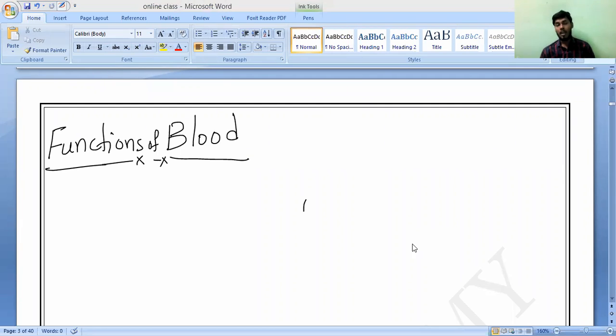Functions of blood. Now, one by one, you tell me, please. What functions can you say? Suppose they ask you a 3-mark question in the exam. What kind of functions do you know regarding blood? It carries gases from lungs to cells. Very good. Sir, it connects some bones. So many, one by one, you speak.